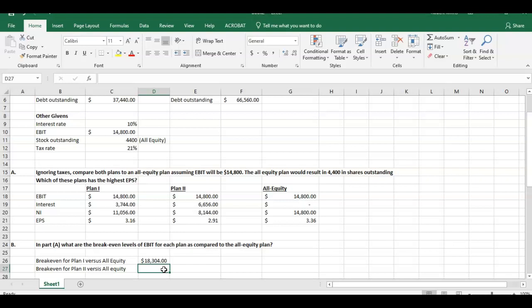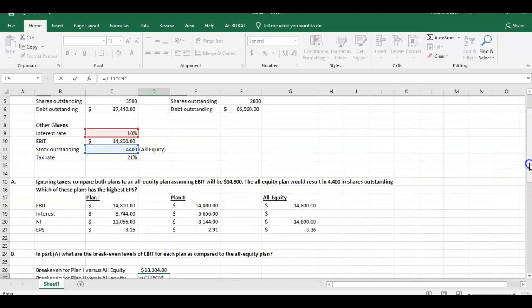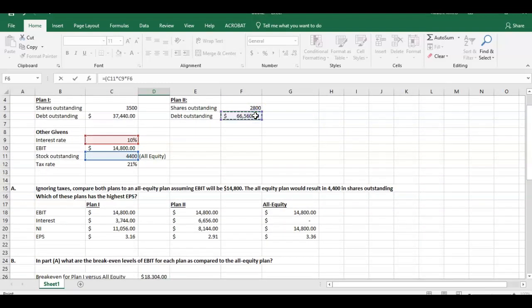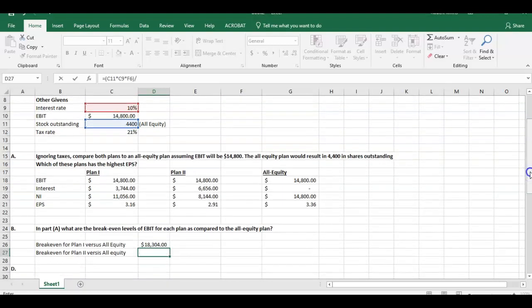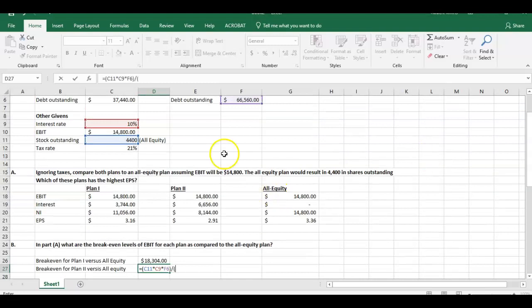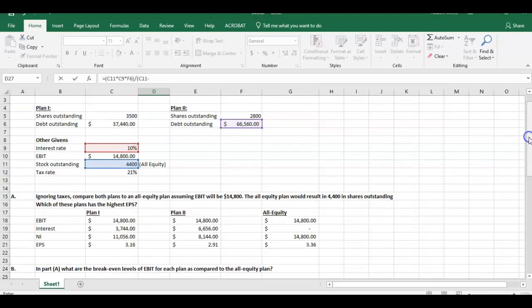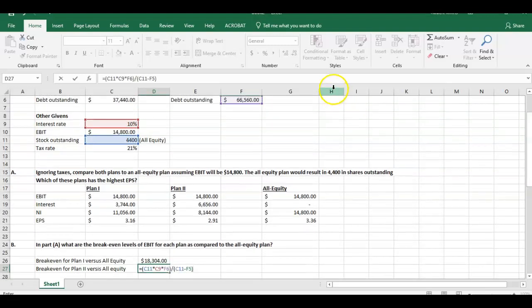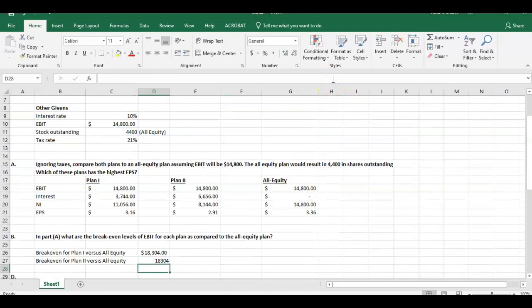So then in the second one, plan number 2, this is going to be kind of the same scenario here. We're going to start with the 4,400, and we're going to multiply this by the interest rate multiplied by the debt outstanding now for plan number 2. So now we go over to plan number 2, we multiply that. Okay, so we have that, and we're going to divide this by, you guessed it, what's the stock outstanding in the all equity minus now the stock that we would have outstanding in plan number 2. That's going to go in the denominator there. We have that, we hit enter, and voila.